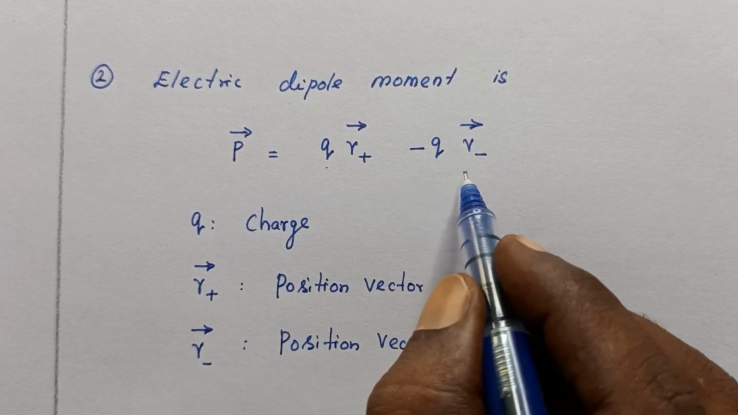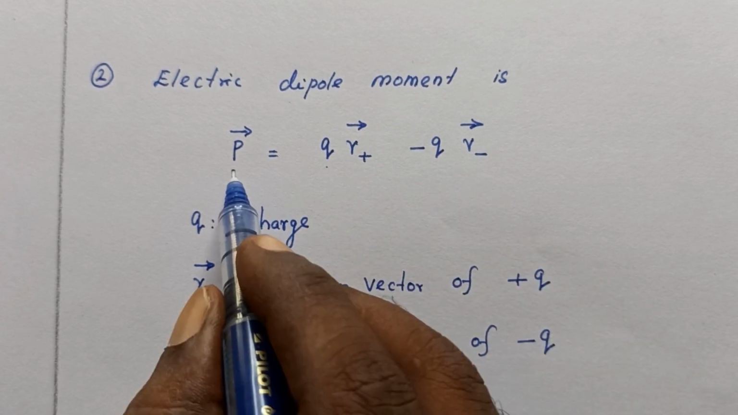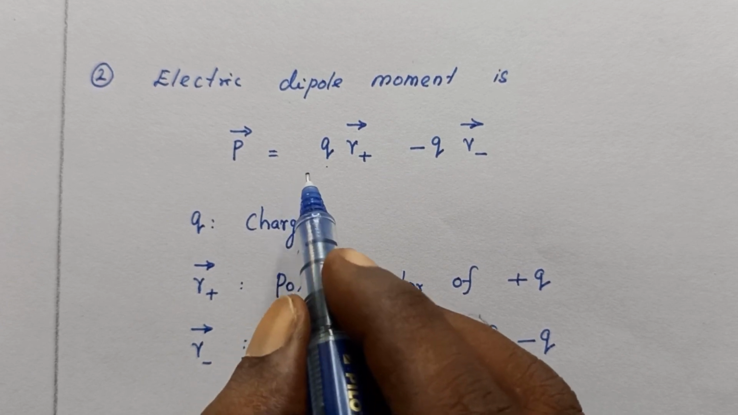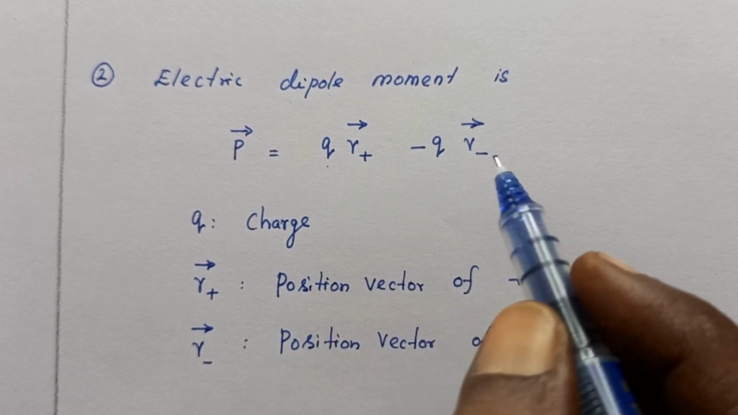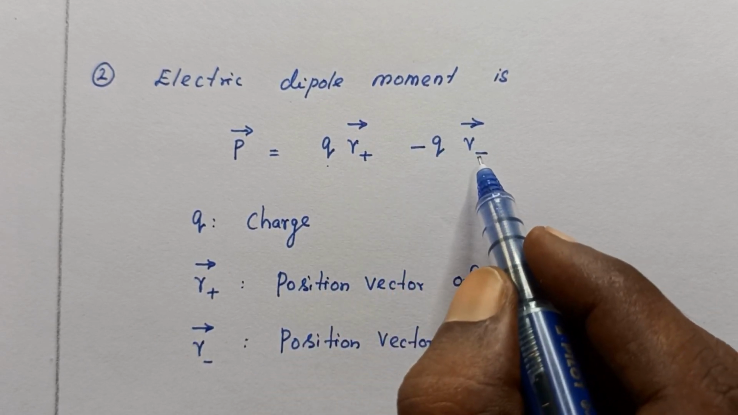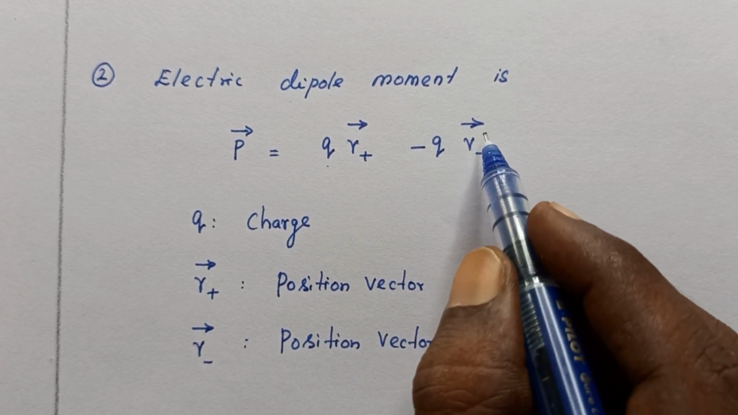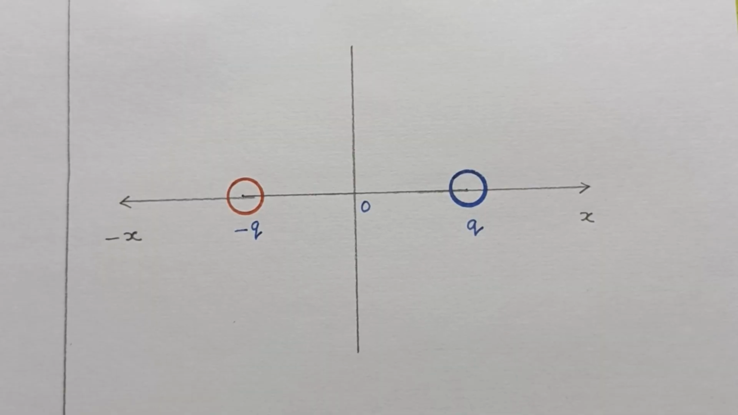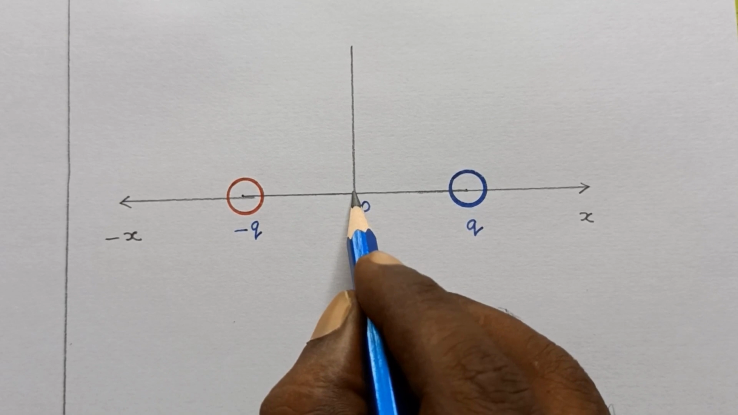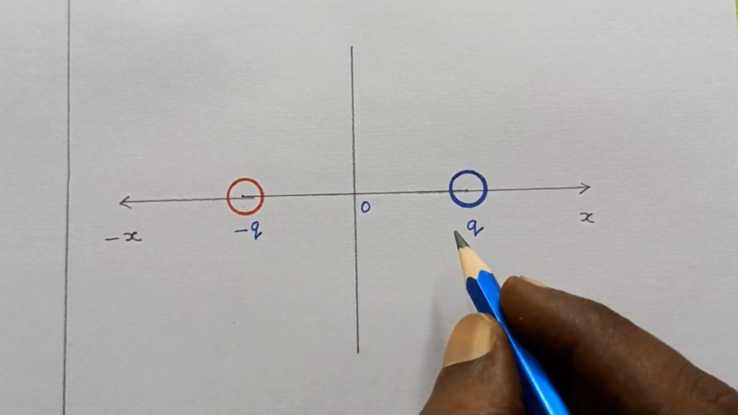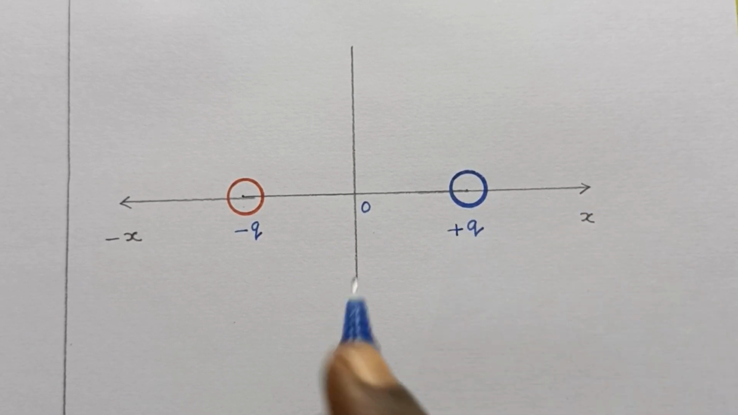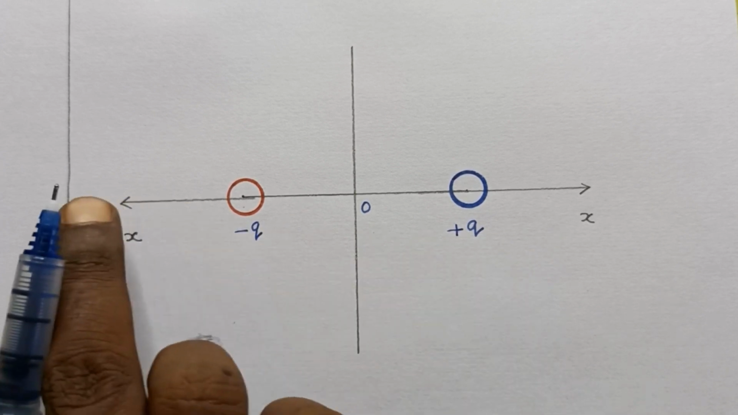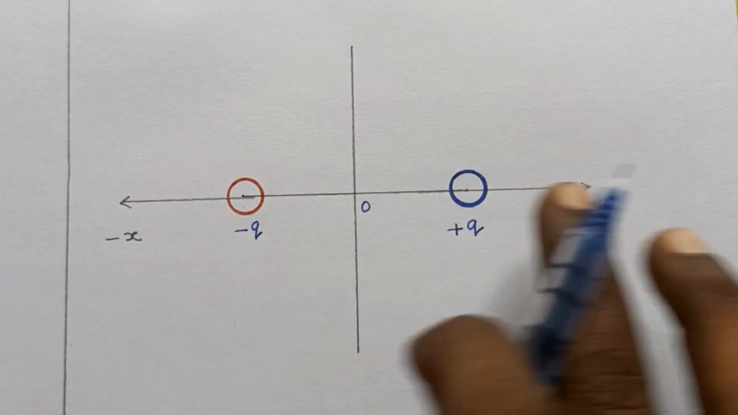So this is a general definition of electric dipole moment. The dipole moment vector p is defined as first charge into the position vector of the first charge and second charge into the position vector of the second charge. Now for simplicity, let us see how we can find the dipole moment. This is the origin. The two charges plus q and minus q are placed on the x-axis. Let us assume like this.